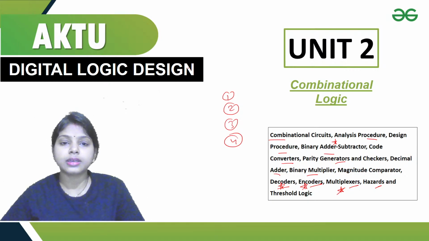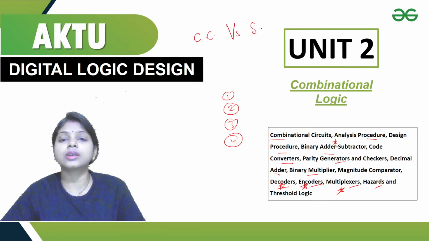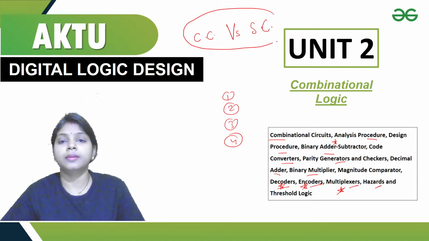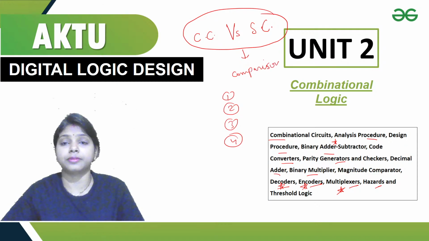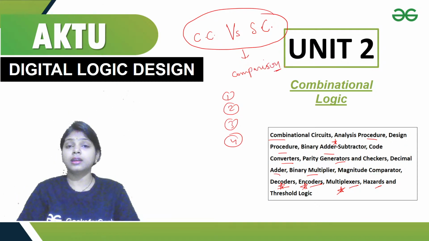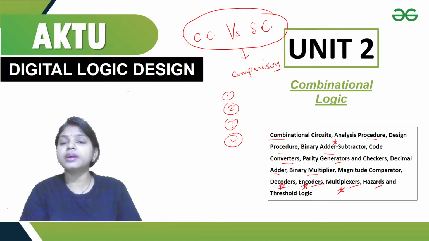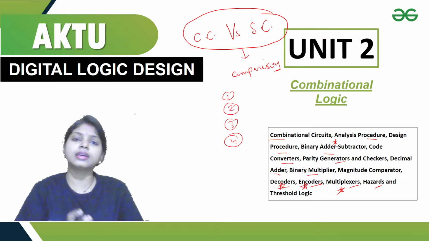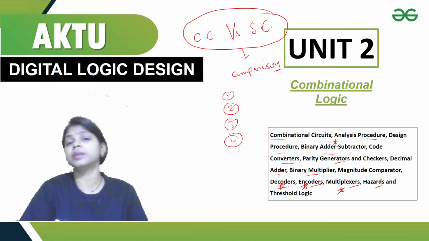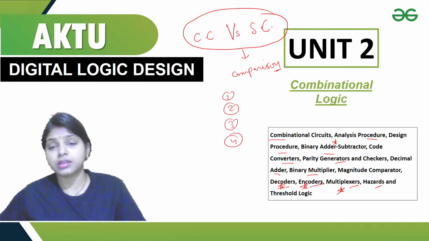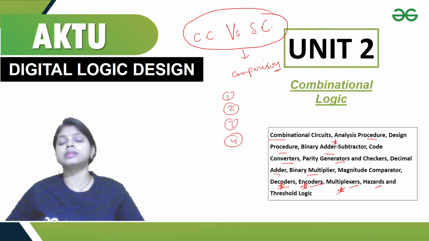And one more thing, you must understand combinational circuits versus sequential circuits, right? Because this comparison is very, very important. You must understand the difference between them, what the similarities are, how they are different from each other, and what things come under combinational circuits but don't come under sequential circuits. Everything you must know about it, right?